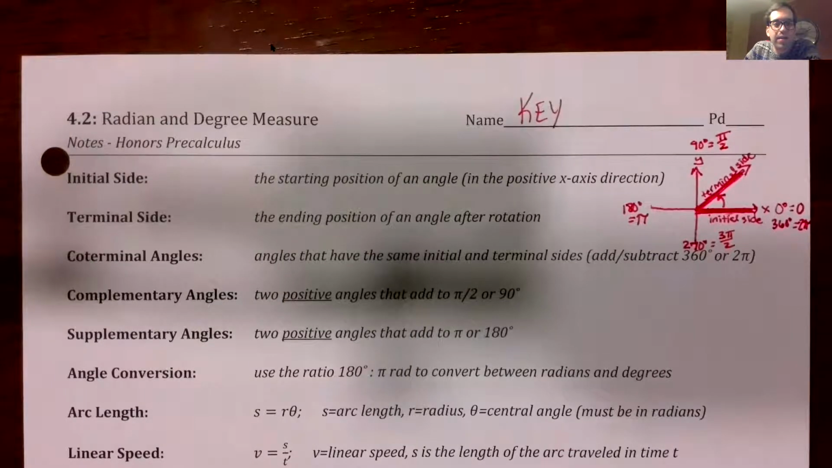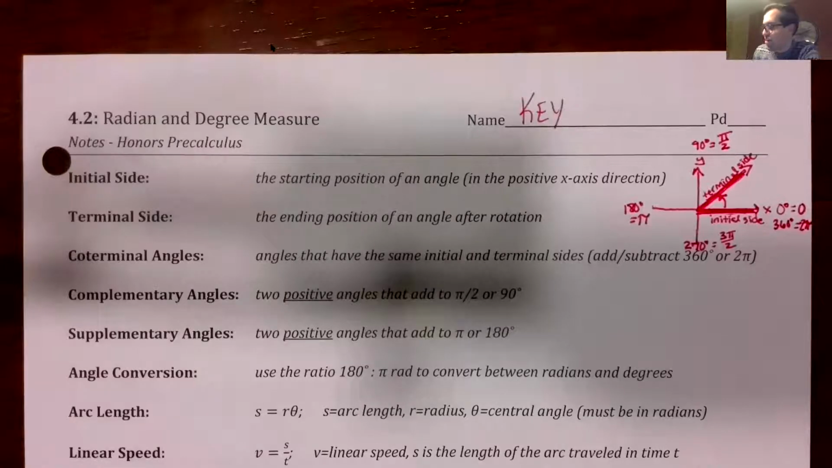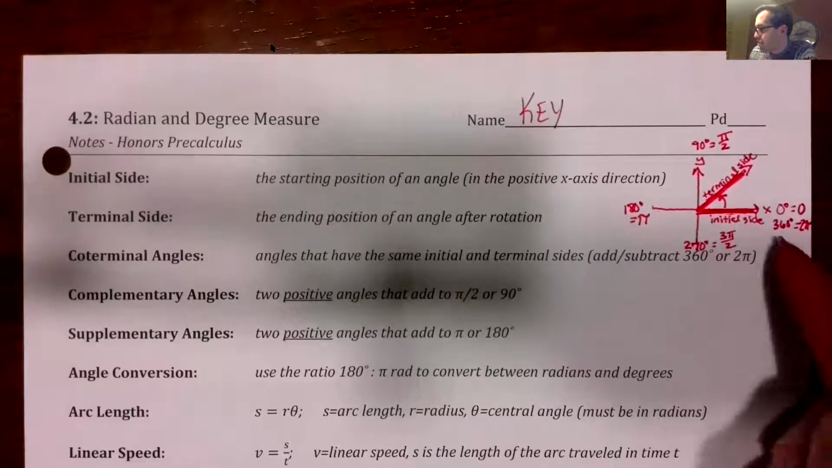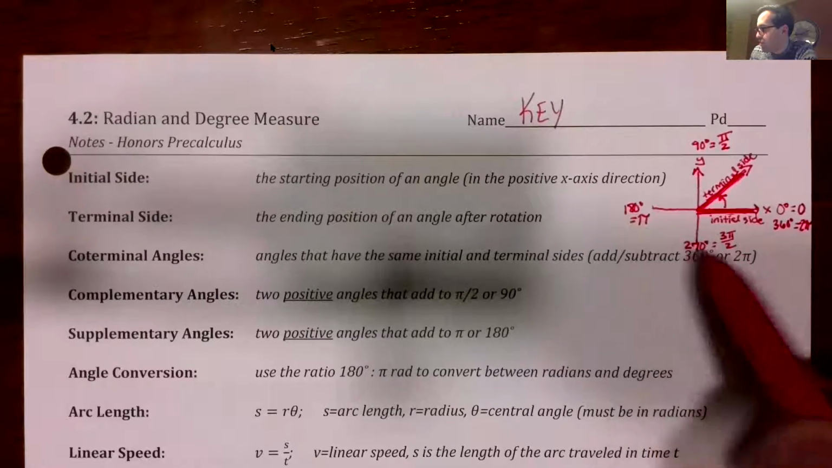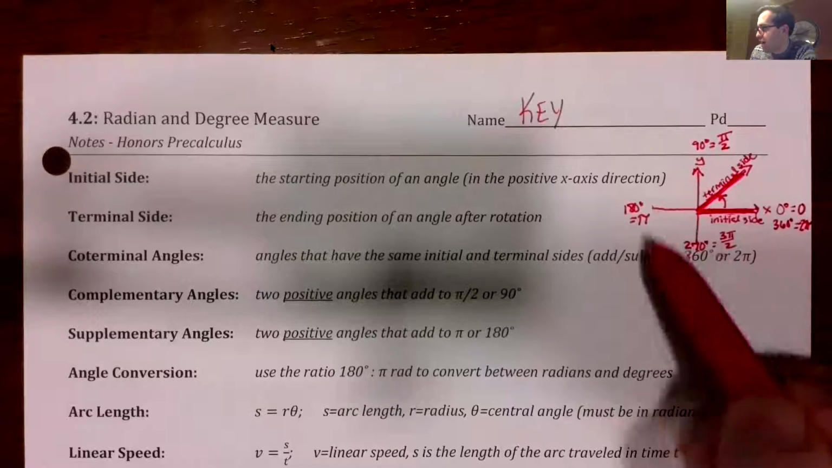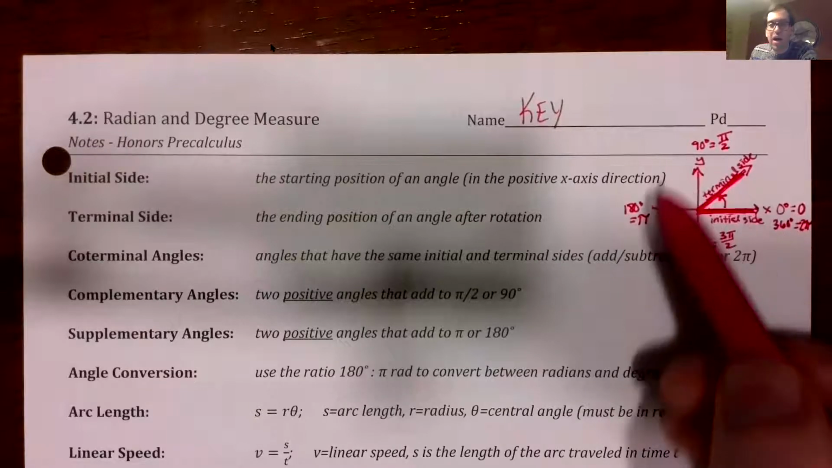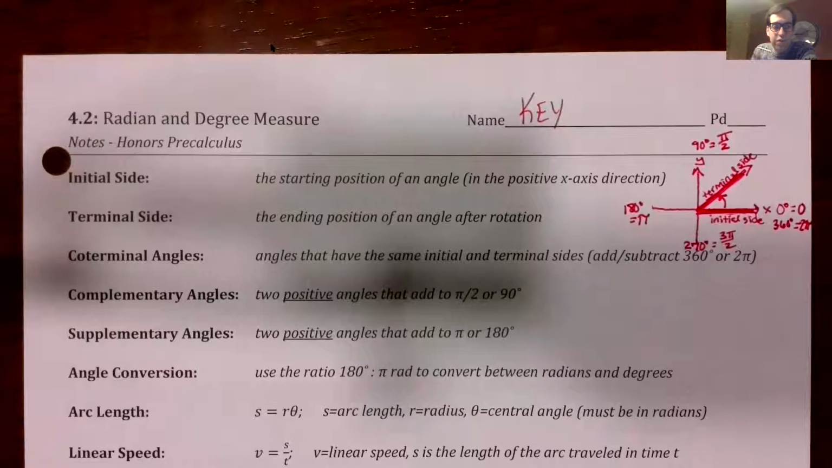All right, so that's just visually how you can see the difference between degrees and radians. Okay, so 2 pi radians is a full circle. We're going to learn a lot more about degrees and radians in future lessons.